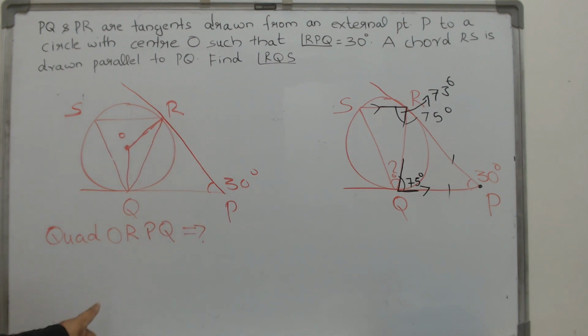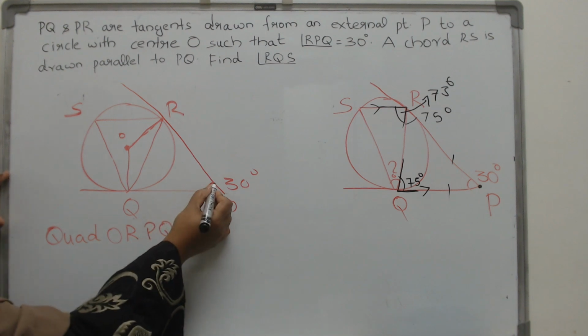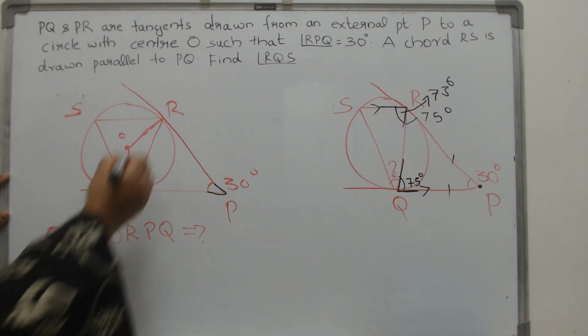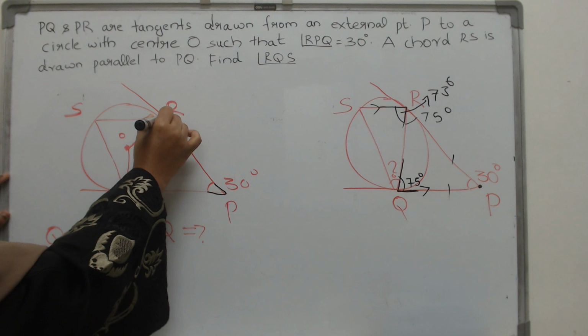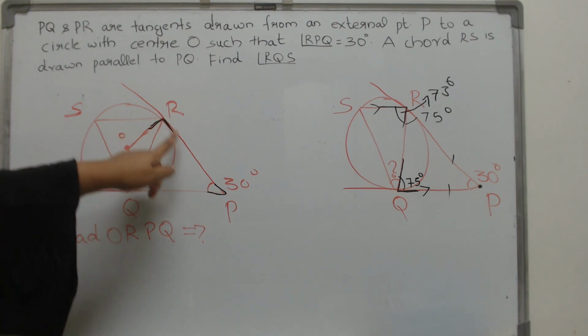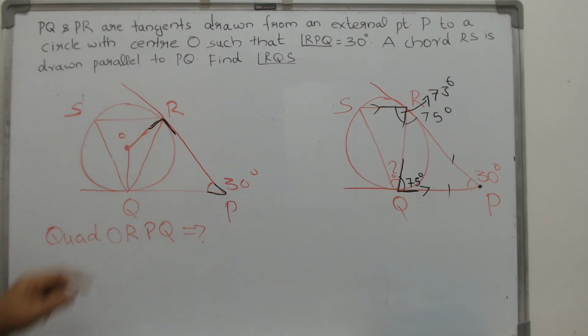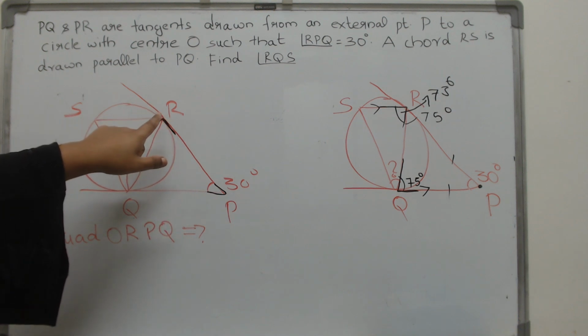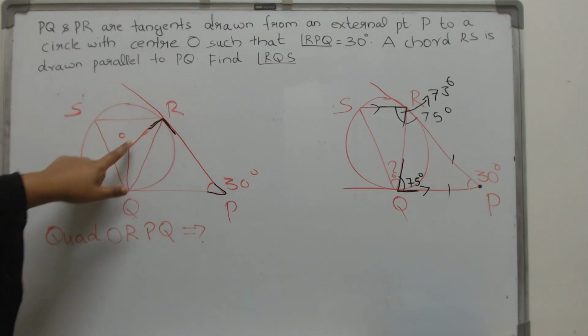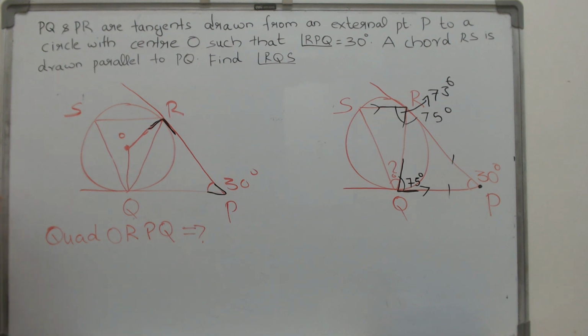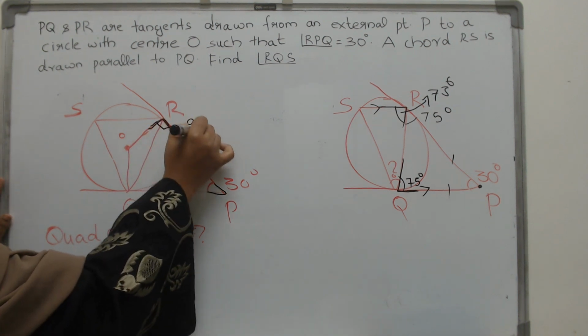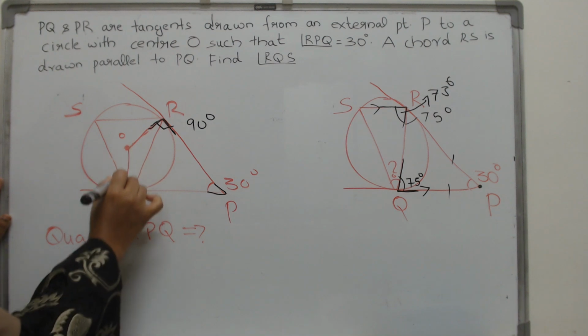ORPQ. A quadrilateral, which means you have four angles, all of them added should give you 360 degrees. What all values do you know? Here P is given. What about this particular angle ORP? We know that a tangent is perpendicular to the radius at the point of contact, which means this much is 90 degrees. Again, same here.